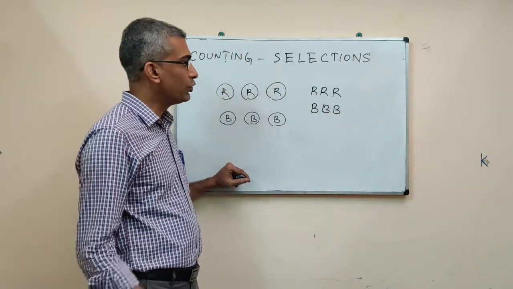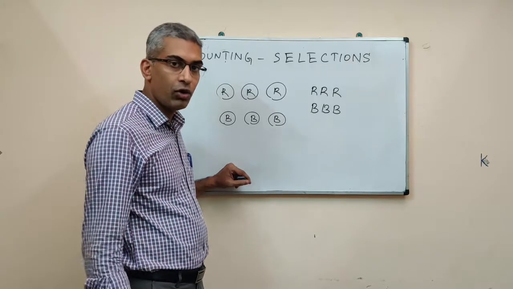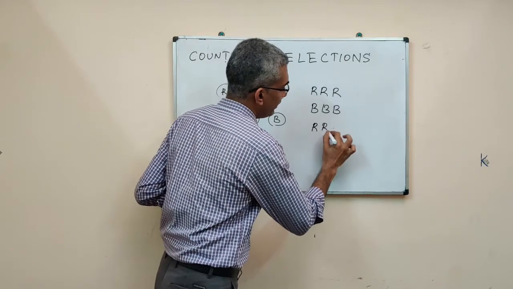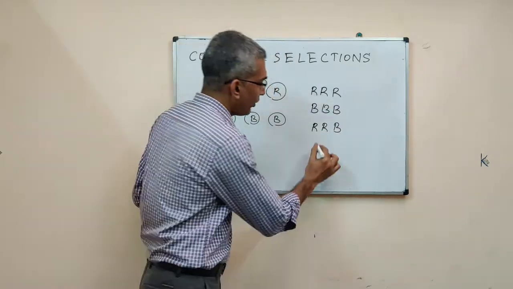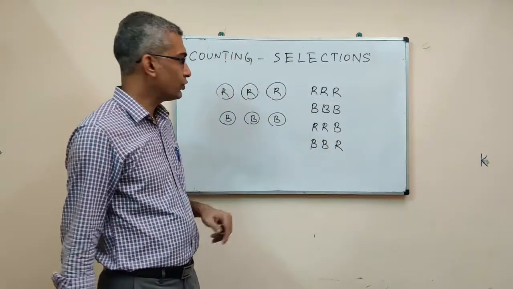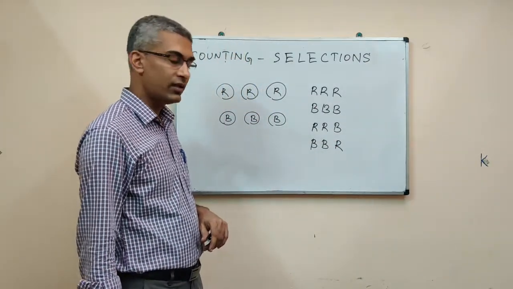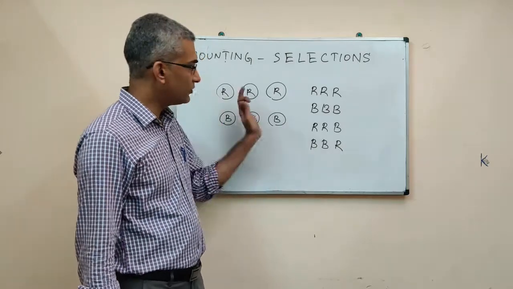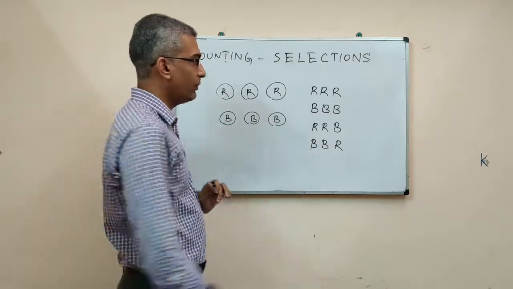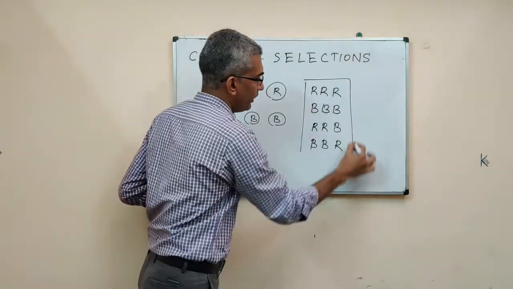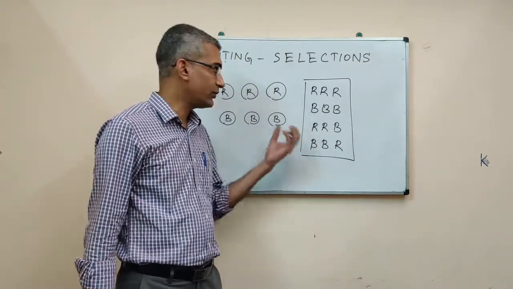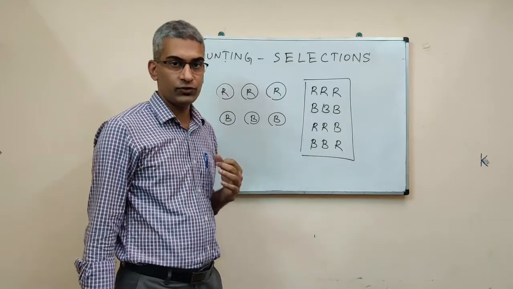Then the possibility is two balls are of one type and the third ball is of a different type. That can happen as red, red, black, or black, black, red. So the number of ways in which we can select three balls from this set of six balls, where we have three red balls and three black balls, will be four. These are the four ways in which we can do that. We cannot apply a general formula here. We have to look at the specific situation and apply our thought process.